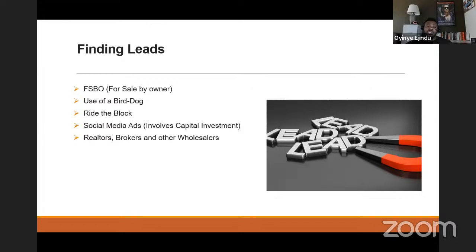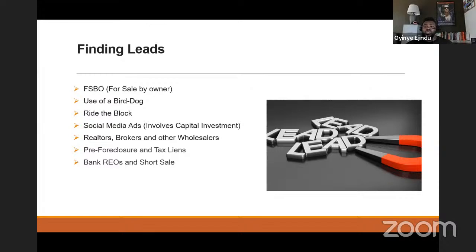Realtors, brokers, and other wholesalers is another one that I've used in the past. It works very well. It gets everybody paid. It builds relationships, and it allows you to grow your business very quickly. Pre-foreclosure and tax liens, that's another one that you can definitely use. It helps you, again, get those low-hanging fruits because these are people who need the help, and you are coming in there and you're helping them as well.